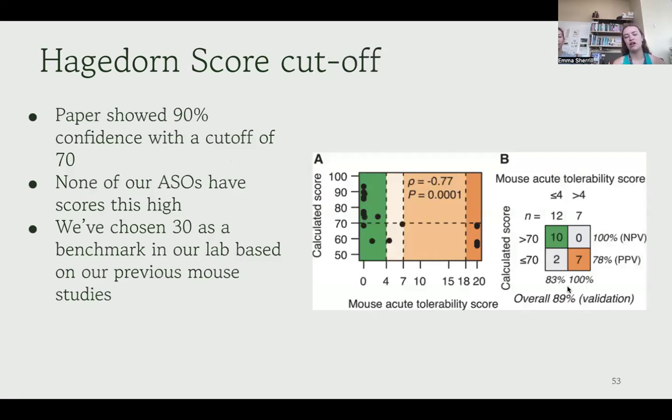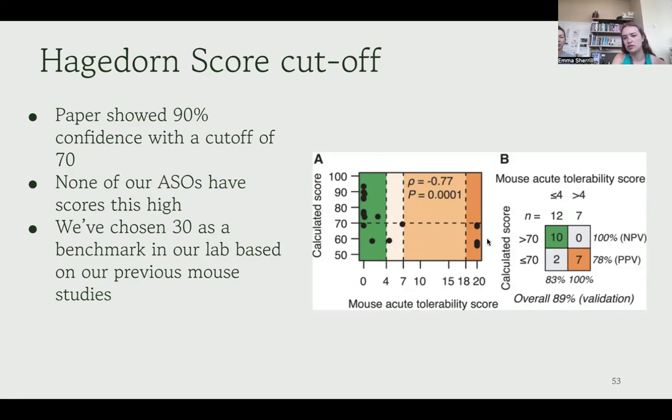And just to touch briefly on the cutoff for this score. This is a figure from this Hagedorn paper, which is comparing the tolerability on the x-axis in mice, and then on the y-axis, it's showing the calculated score from this equation. The green space is representing an ASO that is well tolerated in mice, and then the orange is like a toxic ASO that was not well tolerated.